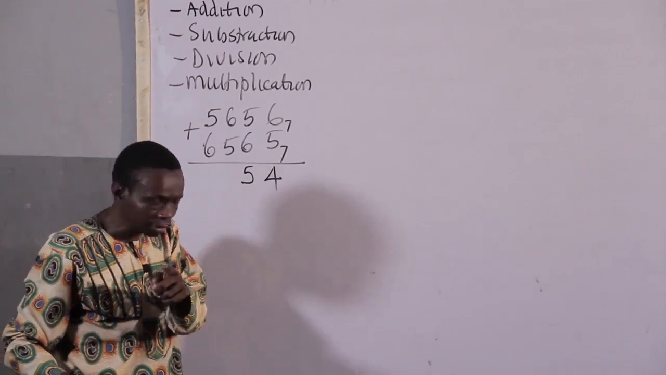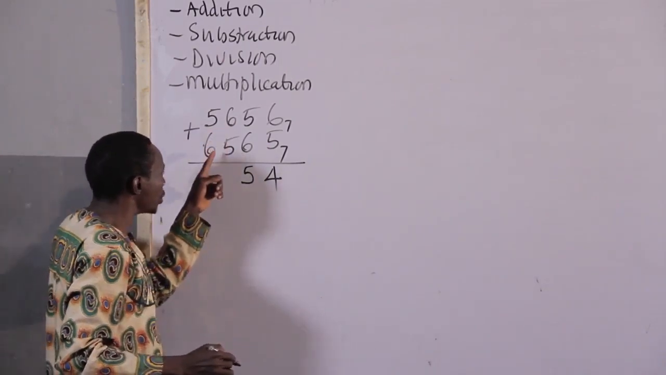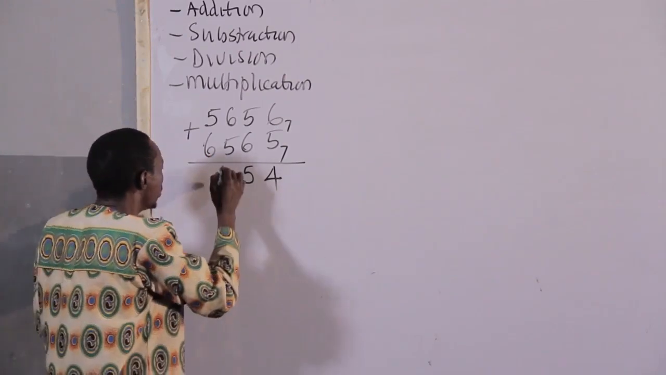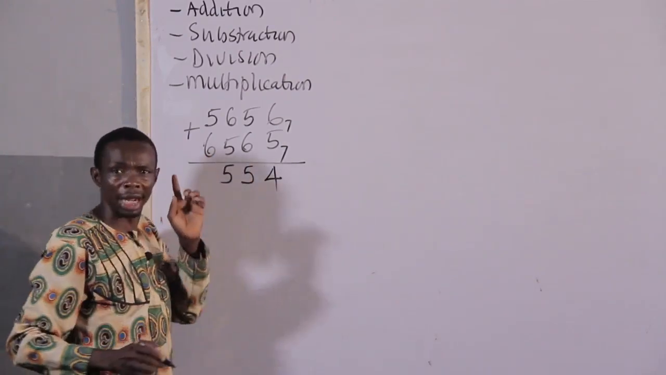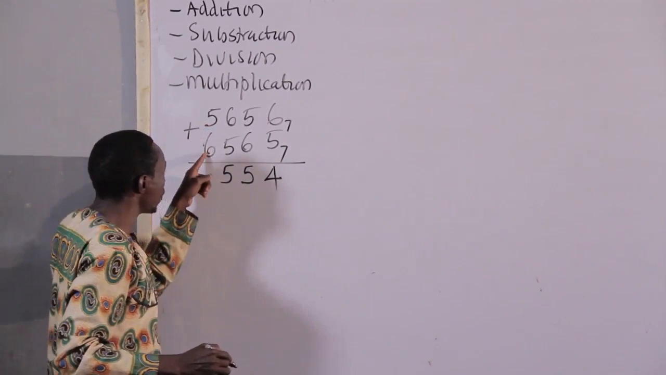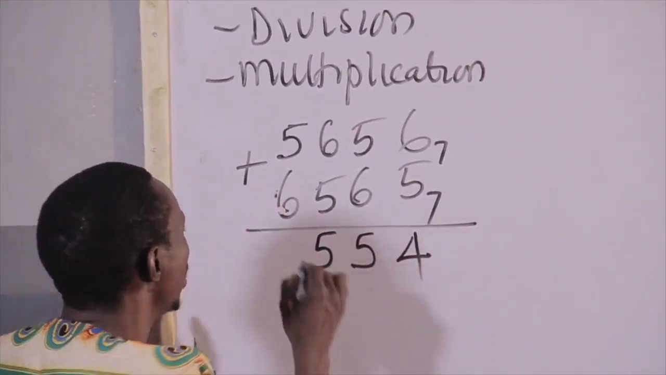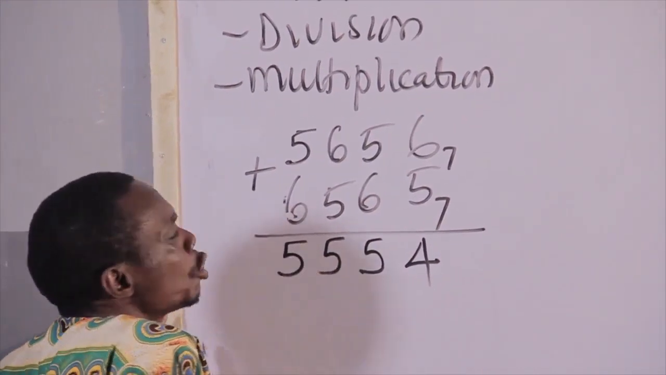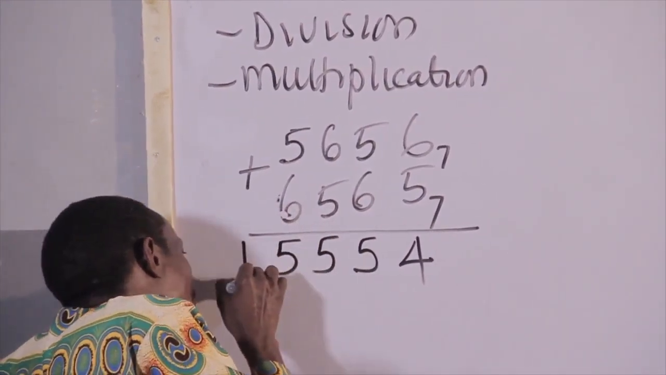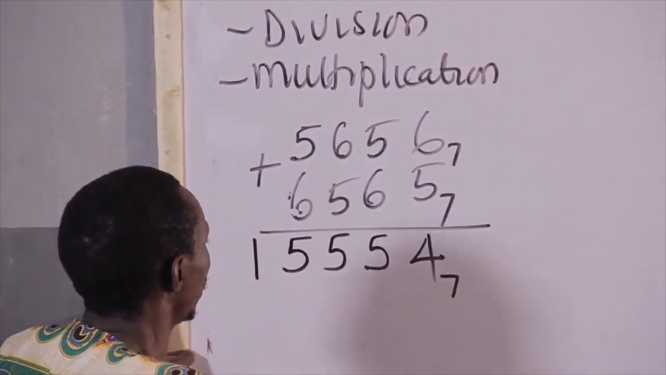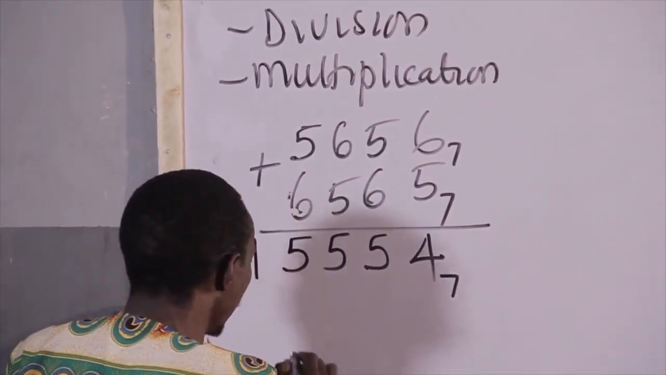I also carry 1. 5 plus 6 is also 11, plus the one I carry, 12. 7 in 12, 1, remainder 5. I also carry 1. 6 plus 5 is 11, plus the one I carry, 12. 7 in 12, 1, remainder 5. The one I carry, I now write it at the back. That is my answer in base 7. That is addition in base.